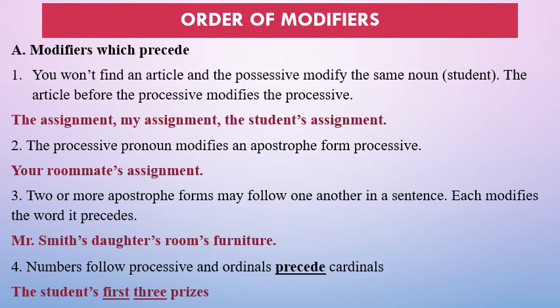and if you have ordinal numbers and cardinal numbers, ordinal numbers, when I talk about first, second, third, tell you the order of the item. And cardinal numbers, when you have 1, 2, 3, 4, here all the ordinal numbers precede, which means come before, cardinal numbers. Look at my sentence, the students' first 3 prizes.